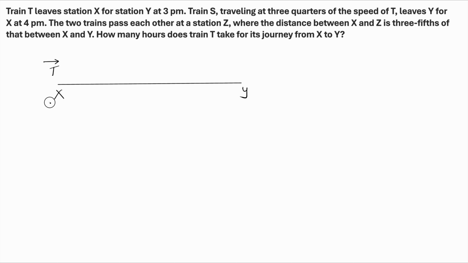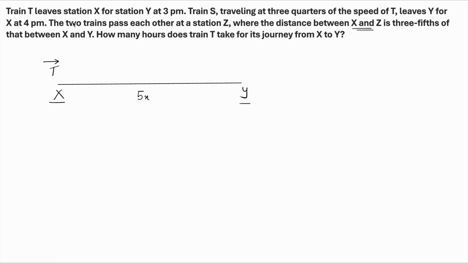These are the stations X and Y. We'll assume the distance between the two as, let's say, 5x. Why? Because in the latter part of the question, the second last line says that the distance between X and Z is 3/5 of the distance of X and Y. So we'll proactively assume the distance of X and Y as a multiple of 5 itself. So that eases out the calculations, okay?